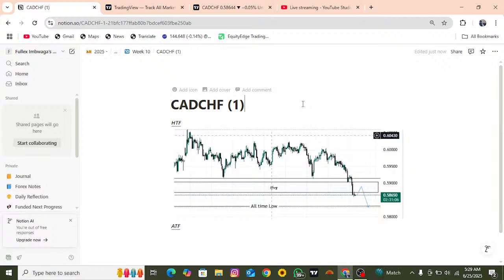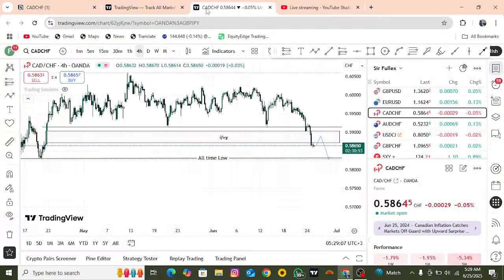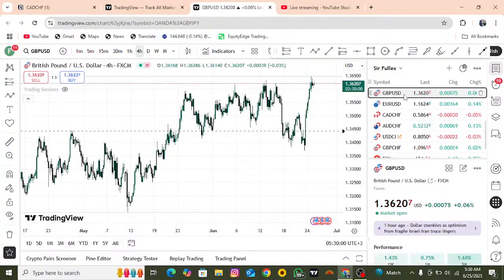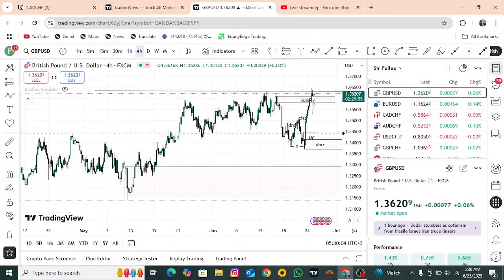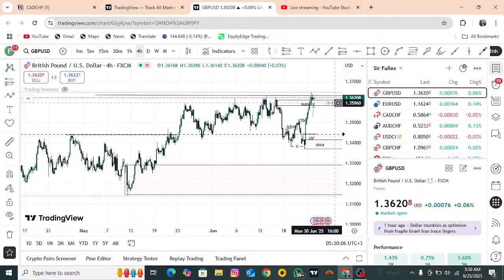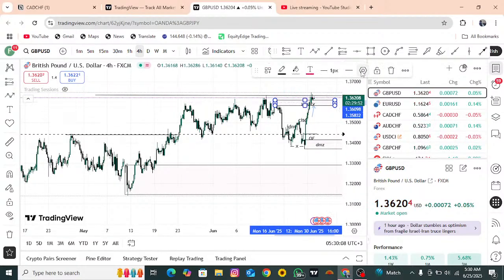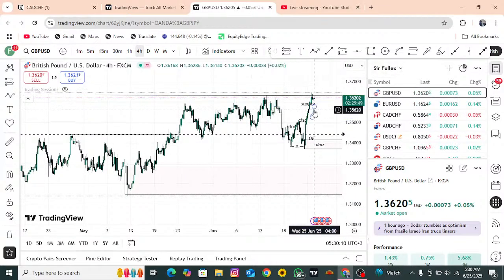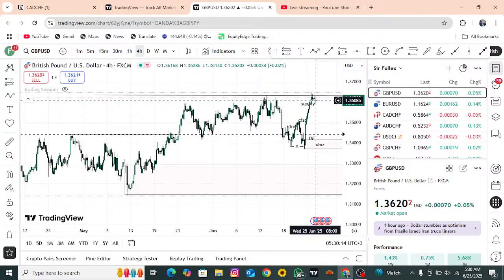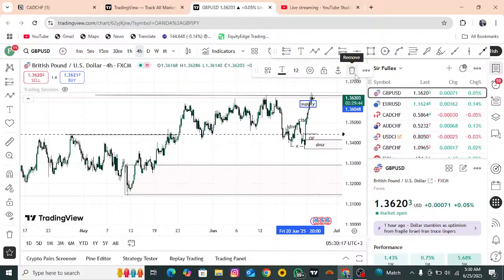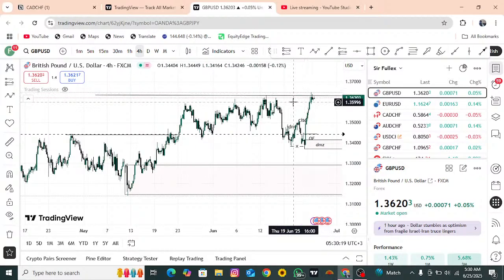It's now 5:30, so I don't know which other pairs we still have to look at. GU has been in a very bullish trend. GU played out so well from our last analysis on Sunday. It really played out so well.